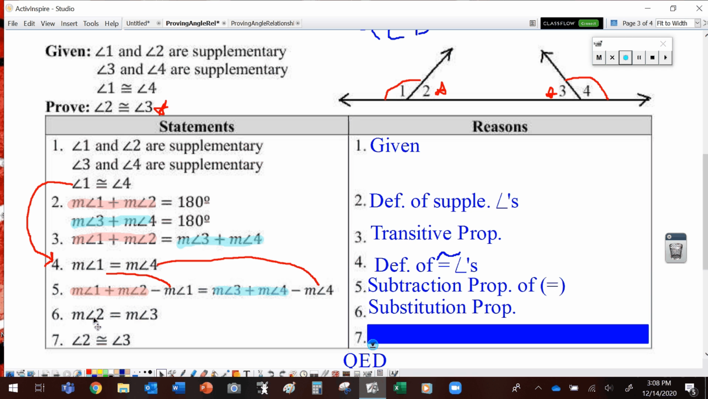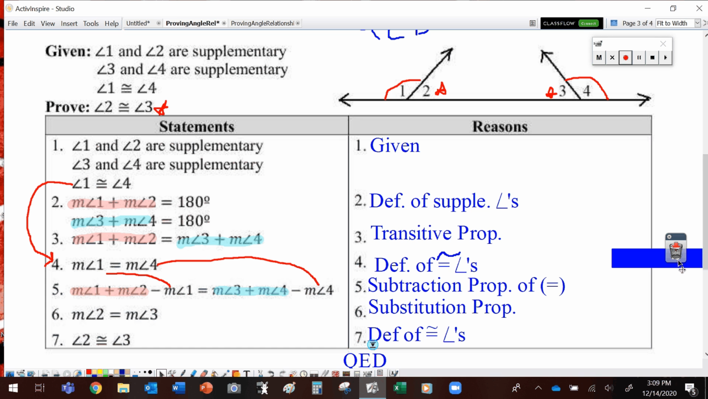And then finally, I go from saying that their measures are equal to saying that the angles are congruent. And what allows me to make that change is the definition of congruent angles. So with each of these, just a reminder, it's not about what property looks like that line, it's about what property allows us to change from previous lines to that line. So focus on how you're changing from one line to the next and think about what property justifies that change.